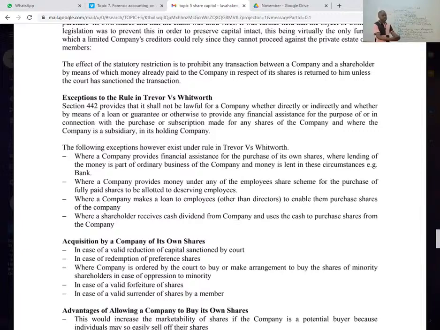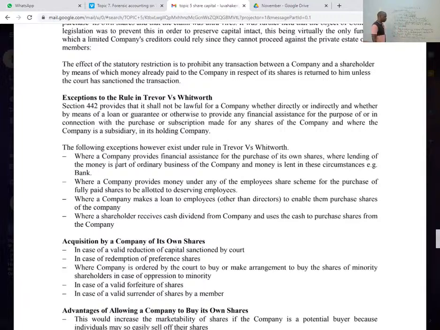In case of a valid surrender of shares by a member, you can validly surrender your shares as a member if you no longer want to be a shareholder in the company. If you give valid reasons, then of course the company can give you back your money, and you lose the shares of the company. So those are the ways through which the company is allowed, the exceptions under the rule in Trevor versus Whitworth.